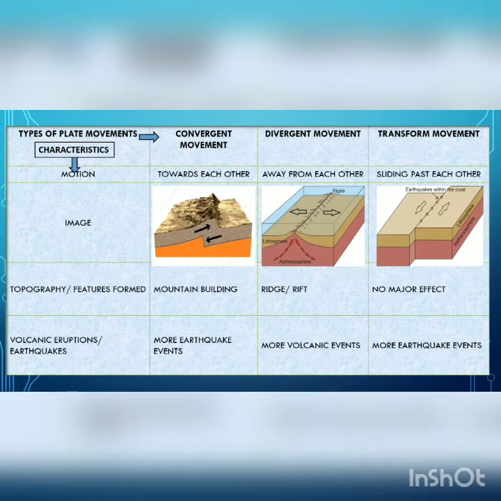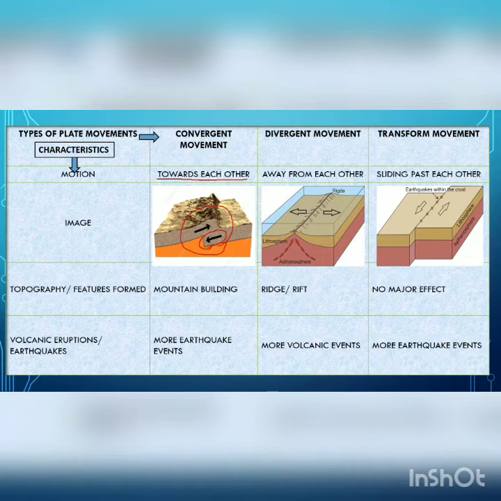Convergent movement. In convergent movement, the plates move towards each other. As you can see here in the image, these two plates were moving towards each other. As a result, one of them has subsided under the other. This has resulted in the folding of the sediments, and it leads to mountain building and is associated with earthquake events. The second type of movement is divergent movement.